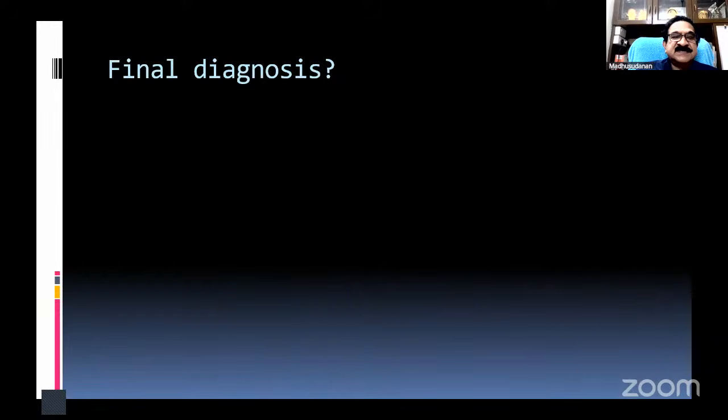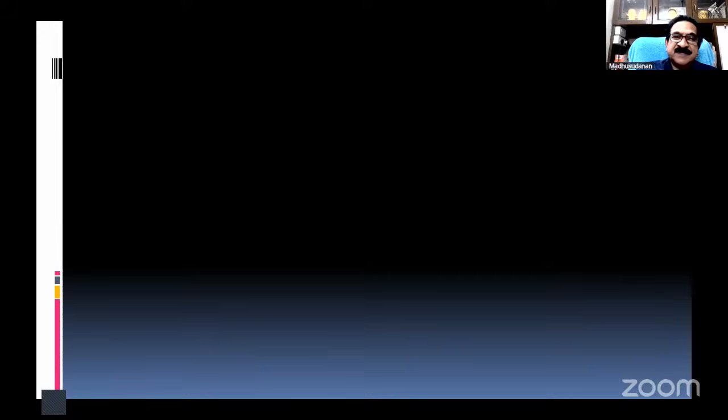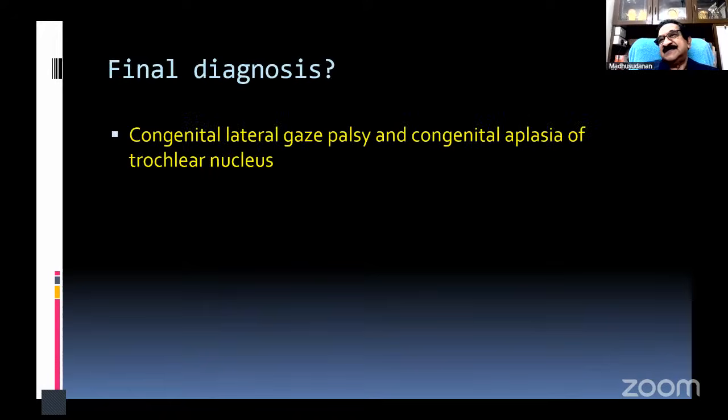So the final diagnosis is congenital lateral rectus palsy, and congenital. In fact, she has been having this problem from birth onwards. That is why the mother brought her up, because somebody is making fun of her. That is why she brought the child to us. Okay, that's good. That finishes the first case. Shall I go to the next case or any questions?